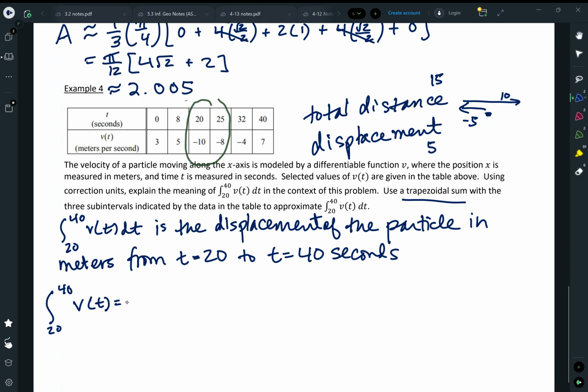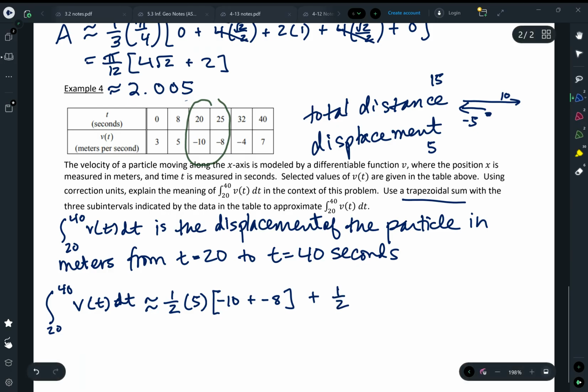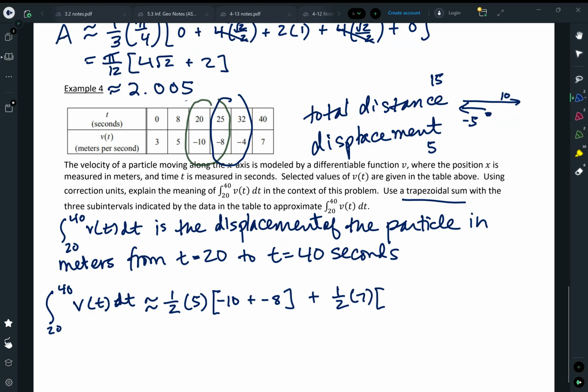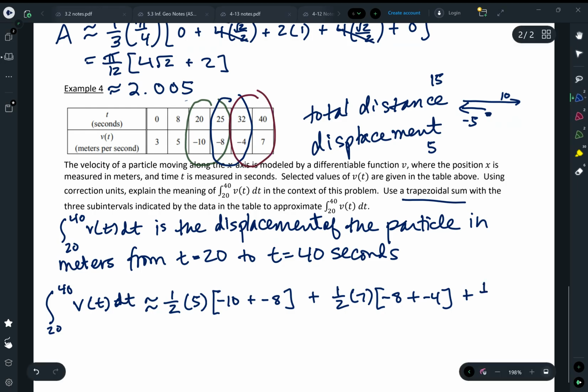So the first one, dt, and we're approximating. The first one is a 1/2 times my interval width is 5, and then my 2 y values are the -10 plus the -8. My second trapezoid is still a 1/2. Now I'm looking at this interval right here from 25 to 32. So the interval width is 7, and my 2 y values are a -8 and a -4. And then my last interval is from 32 to 50. So that would be a 1/2 times an 8. And then my heights are from -4 to 7. And I just barely squeeze it in there.